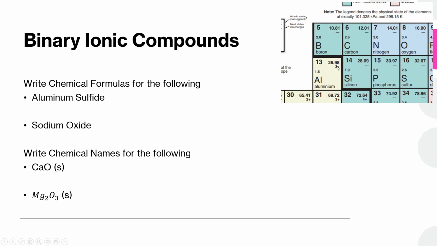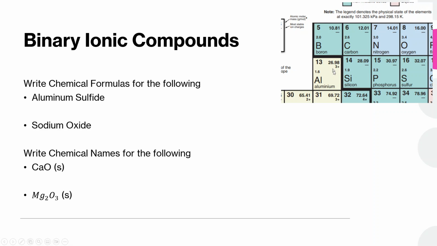On the periodic table that I just pulled up, you'll see atomic number 13 here. That's aluminum. And 16 is sulfur, which we're calling sulfide because, of course, it's in an ionic compound. So the first thing you're going to want to do is look up the charges here.